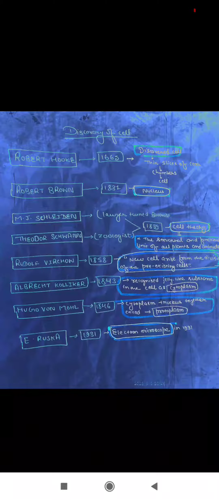Now with the advancement of the microscope, the light microscope, especially the invention of the electron microscope in 1931 by E. Ruska, a detailed structure of the cell was given. Many structures like the endoplasmic reticulum, cell organelles, and the fine structure of the nucleus, etc. were observed.